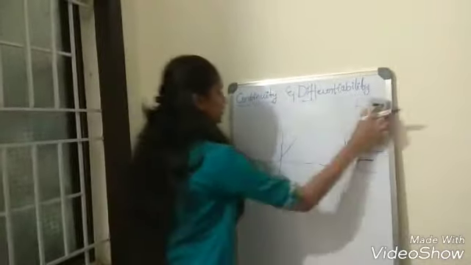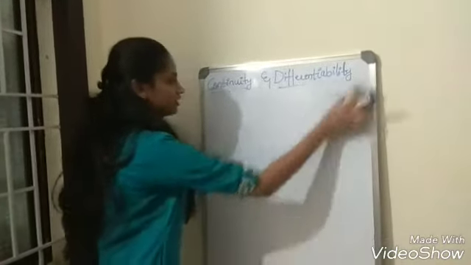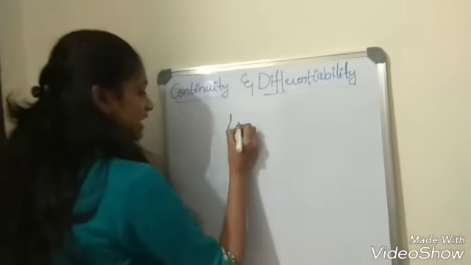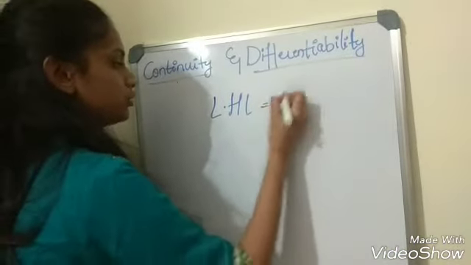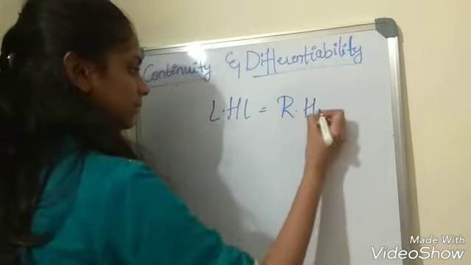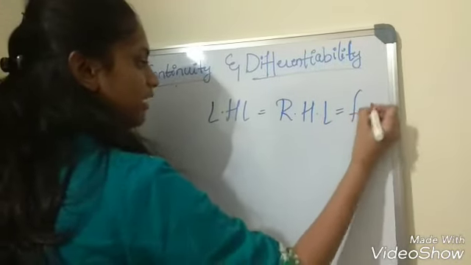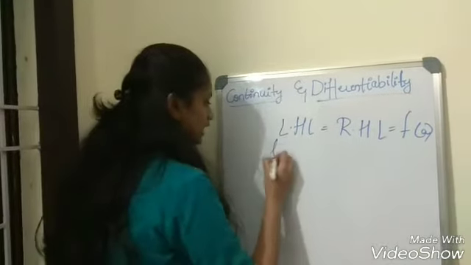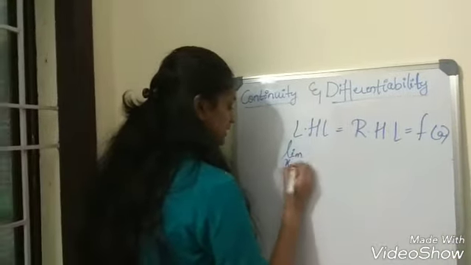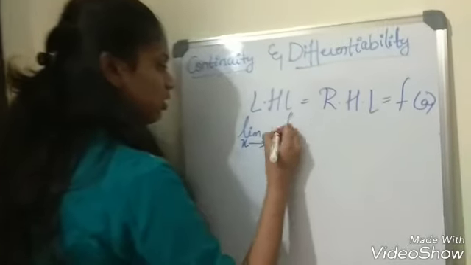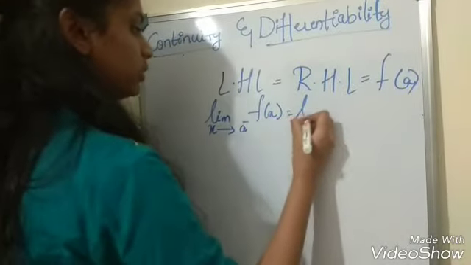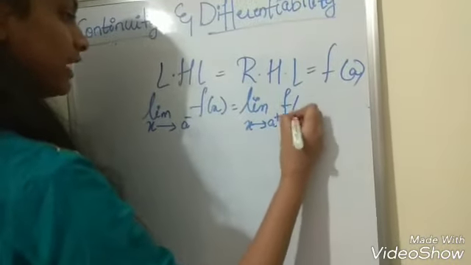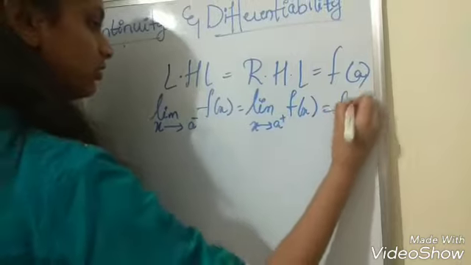The condition to find whether the function is continuous or not is that its left hand limit should be equal to its right hand limit, which is equal to f of a. Now what is left hand limit? You can write it as limit x tends to a negative of f of x is equal to limit x tends to a positive f of x is equal to f of a.